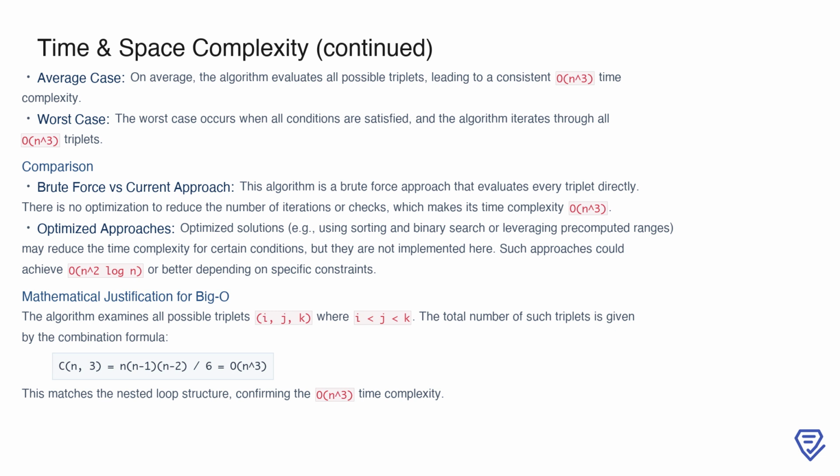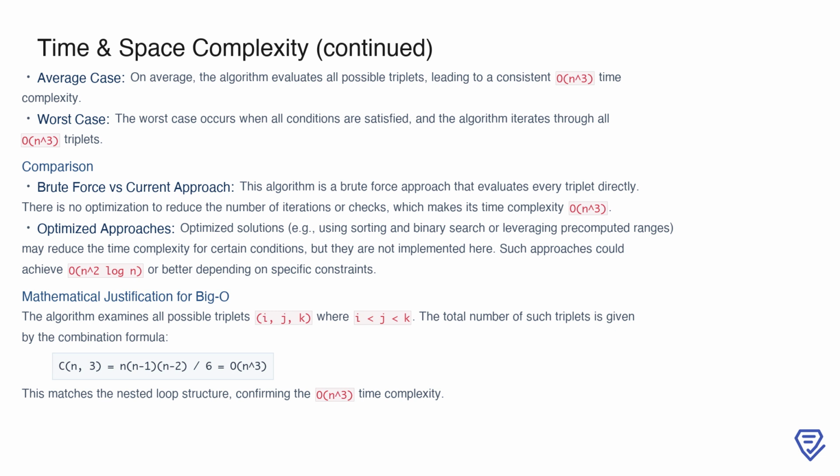Comparing this brute force approach to potential optimizations, we see that while this method directly evaluates all triplets, optimized approaches could reduce the number of iterations or checks. For example, using sorting combined with binary search or pre-computing valid ranges could lower the time complexity to O(n² log n), or better, depending on the constraints. However, no such optimizations are implemented here.